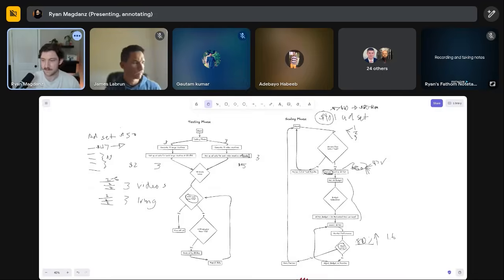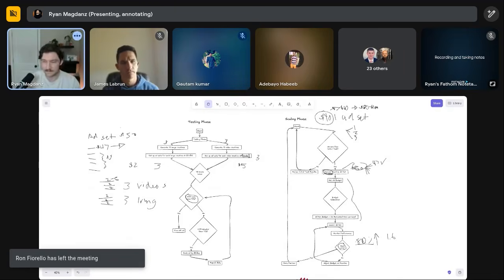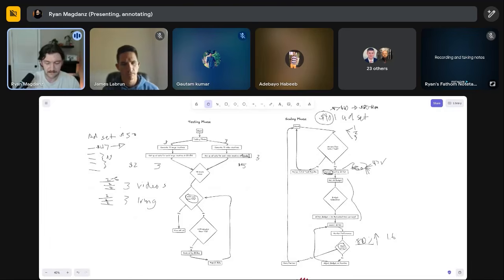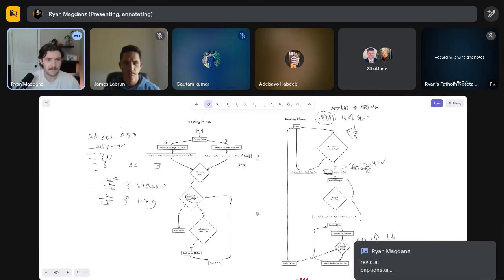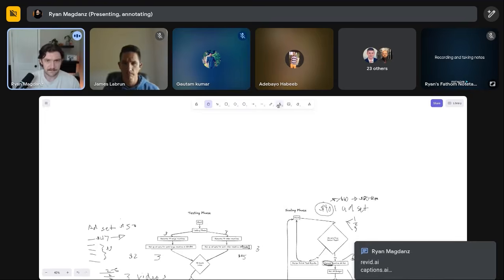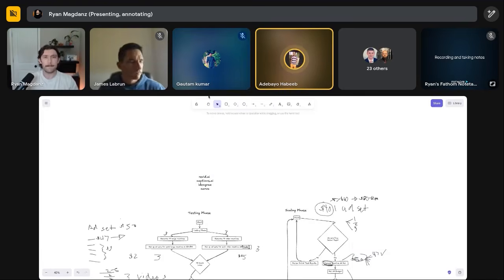Again, you could use revid.ai, you could use captions.ai. I'll share this board with you guys as well, and then you can look at these after. Ideogram and Canva, of course. These are the things that I use for testing.